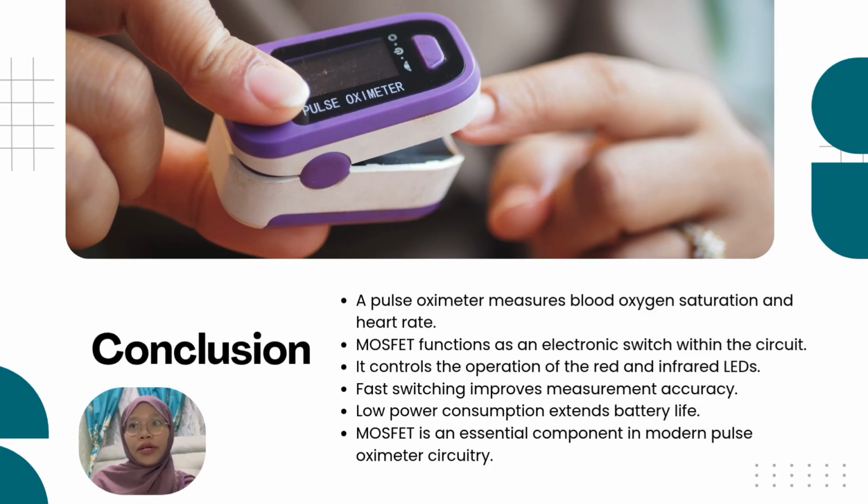In conclusion, a pulse oximeter is an important biomedical device used to monitor blood oxygen saturation and heart rate. The MOSFET plays a critical role as an electronic switch by controlling the operation of the red and infrared LEDs. Its fast switching capability ensures accurate signal acquisition, while its low power consumption improves battery efficiency and portability. Therefore, the MOSFET is an essential component that enables modern pulse oximeters to operate accurately, efficiently, and reliably.